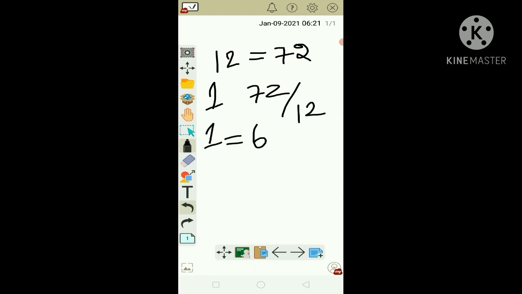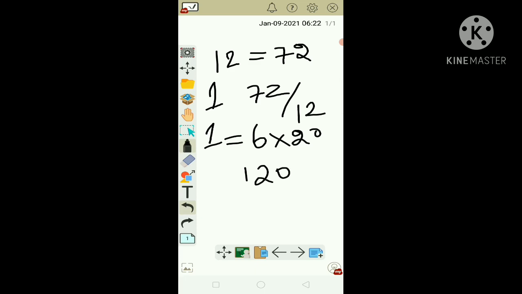Now we can find out the score of apples. Score means 20, as I told you. So now we multiply 6 into 20. 6 2s are 12, so 120. So 120 is the total cost of 20 apples.